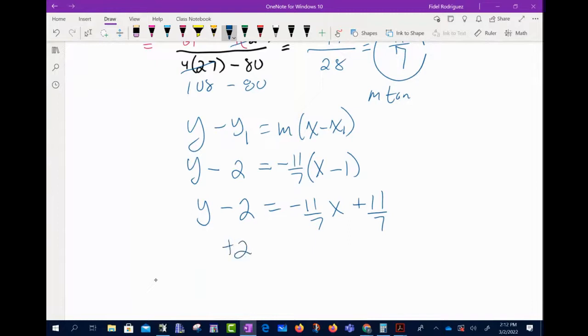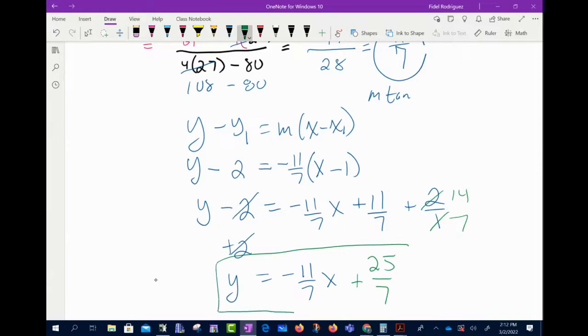And then I'm going to go ahead and add 2 to both sides. Y'all, I'm going to think about that as a 2 over 1. And John says, look, we can change this 2 over 1 to a 14 over 7, my bad, over 7, so that we can get our common denominator. And let's see, 25. So we're coming up with y equals negative 11 over 7 x plus 25 over 7.